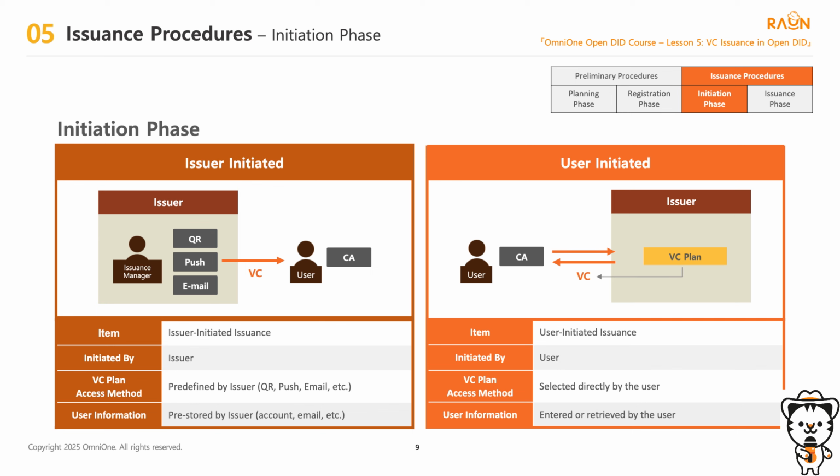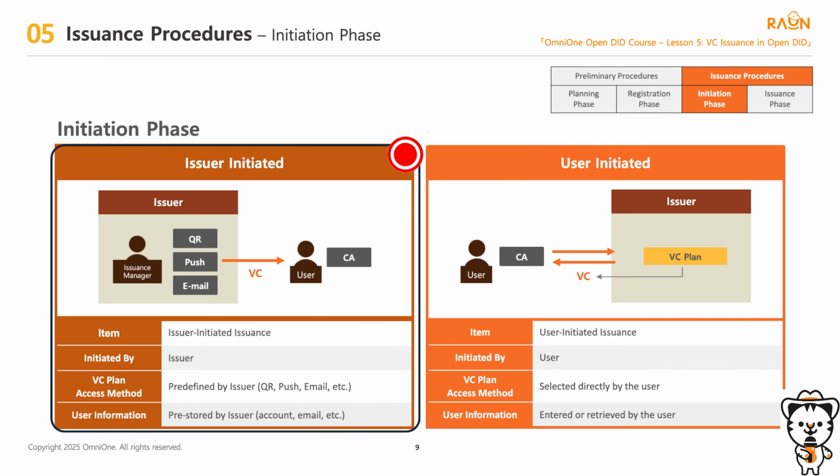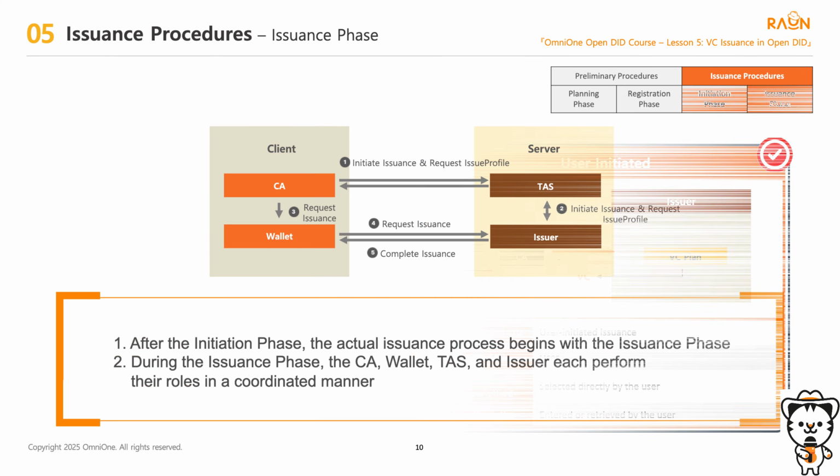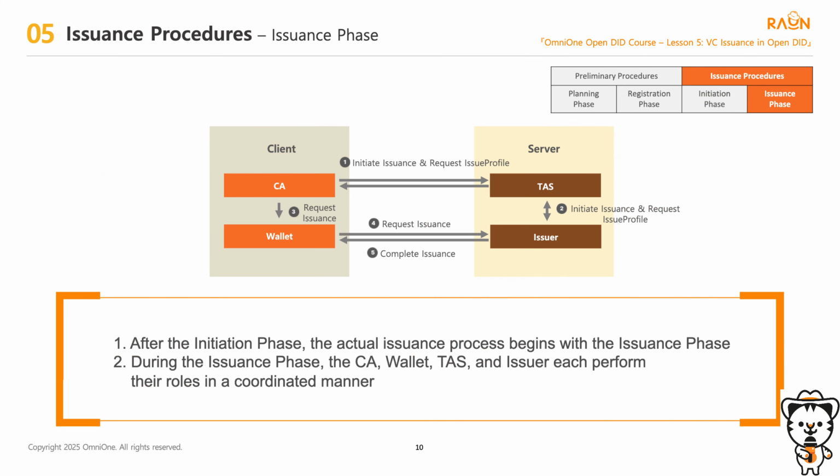Here's a visual recap of the issuance process. In issuer-initiated issuance, the process starts with the issuer, who already knows the user's information and generates an issuance offer. This offer could be delivered via QR code, push message, or email. In user-initiated issuance, the user searches for and selects a VC plan directly in the app and proceeds to request issuance. As you can see, the initiator, method of searching VC plans, and how user information is managed are all different between the two. Here's another diagram, this time focusing on the actual issuance procedure.